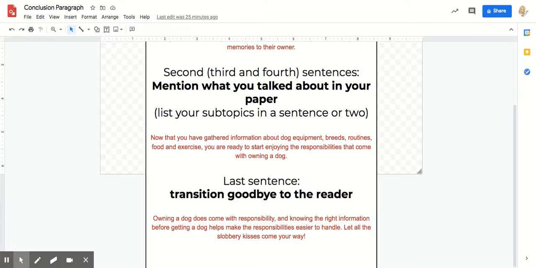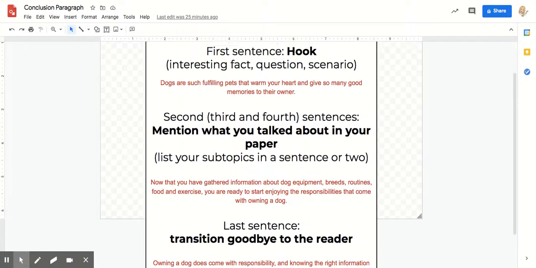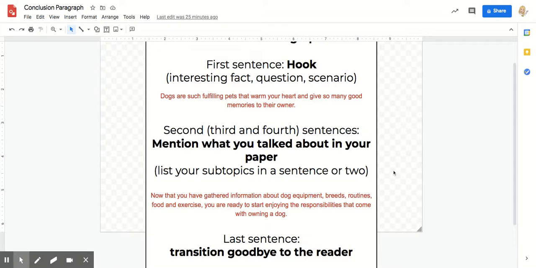And then knowing the right information before getting a dog helps make the responsibilities easier, because my whole paper was giving them information to know before getting a dog. So that's why I wanted to say that and summarize it in that way, to say, now that you know all the information about getting a dog, here's what you need to know. And then I ended it with a funny sentence, let all the slobbery kisses come your way. So we want to make sure that we're transitioning goodbye to the reader, summarizing what we're talking about, but also hooking the reader with our first sentence of our conclusion paragraph.